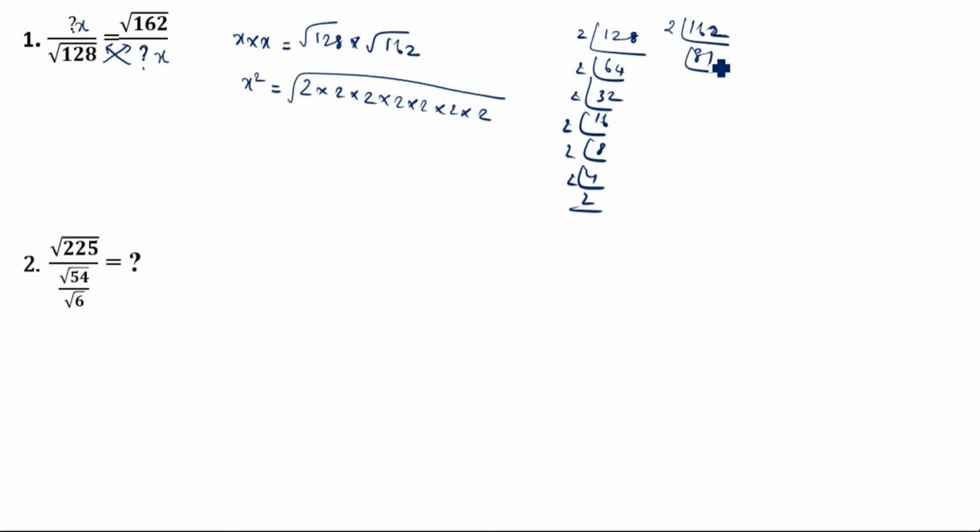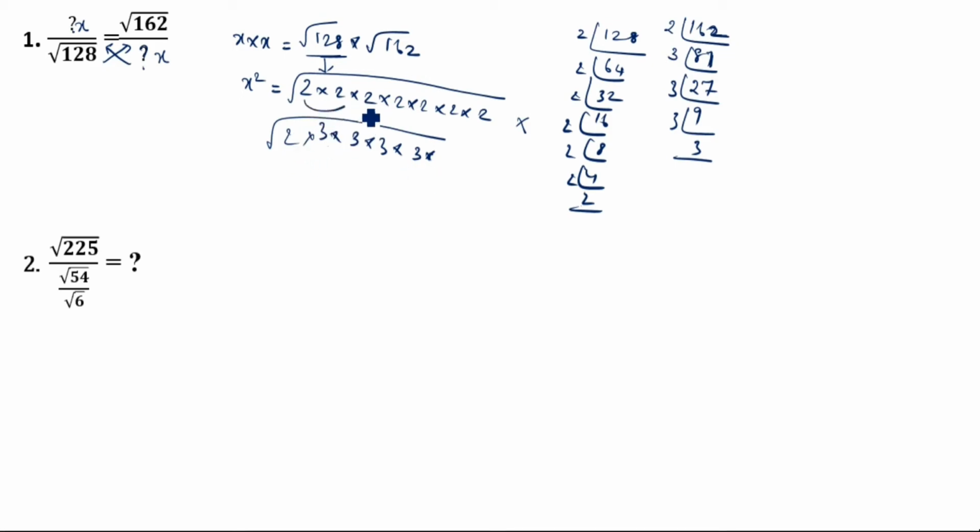81. This is odd, so you can take it as 3. 3 times 27 is 81, 3 9s are 27, then 3, 3. So 162 is 3 into 3 into 3 into 3 into 2. So for 128, we write 2 into 2 into 2 into 2 into 2 into 2 into 2, and in 162 we have 3 into 3 into 3 into 3 and 1, 2 extra.